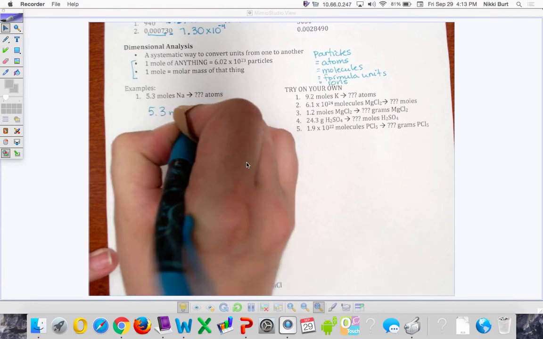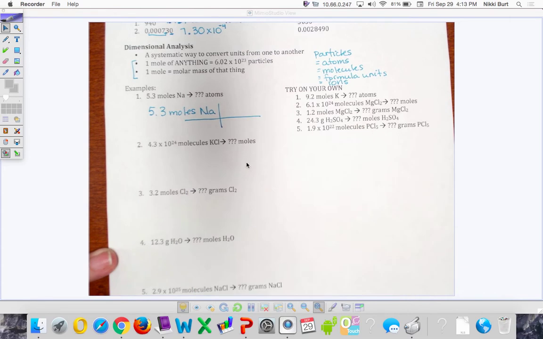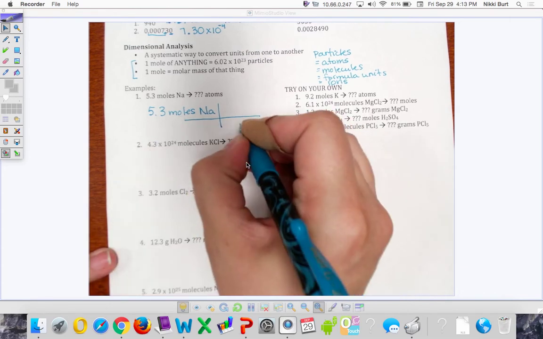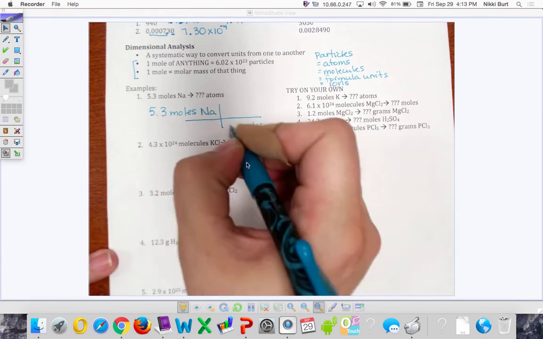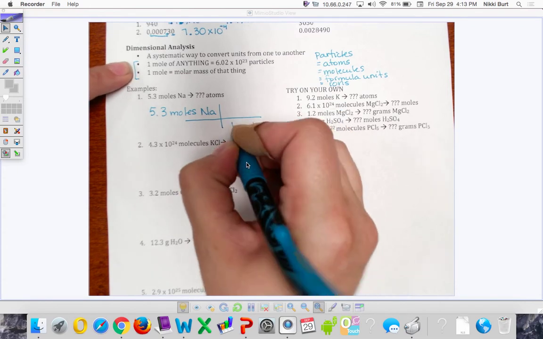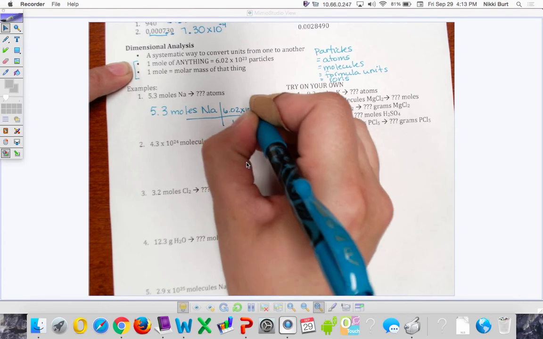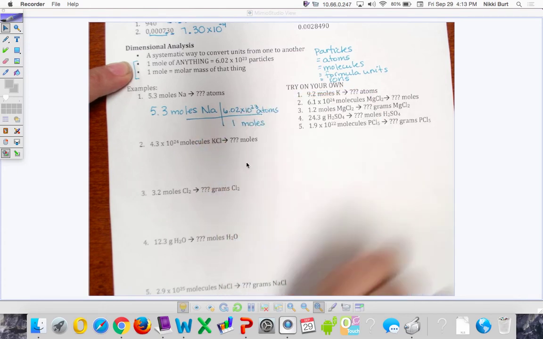So we write down our original number because we want to convert. And we know that moles has to go away. So I'm going to put moles as a unit on the bottom. And I have already said that 1 mole of anything contains 6.02 times 10 to the 23rd power atoms.